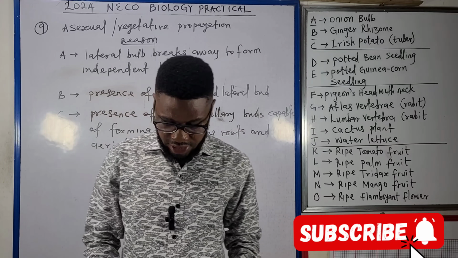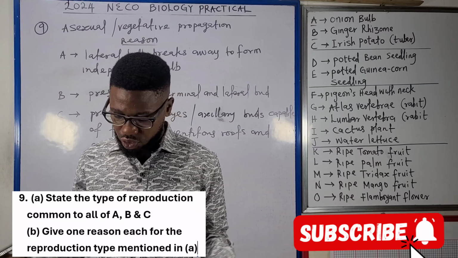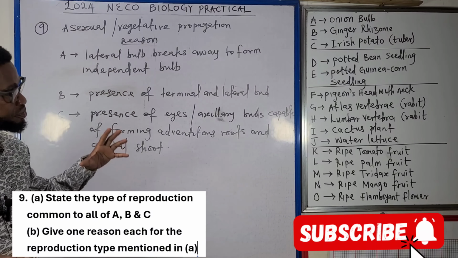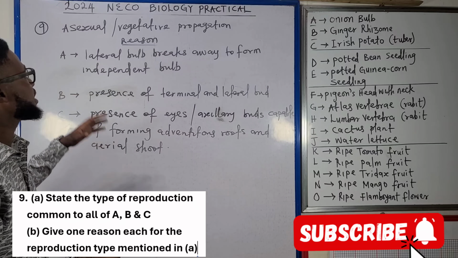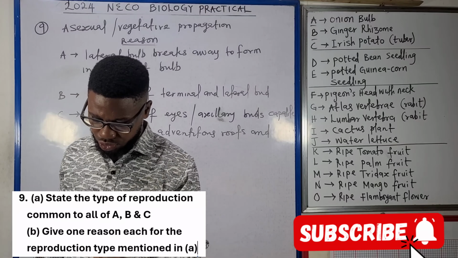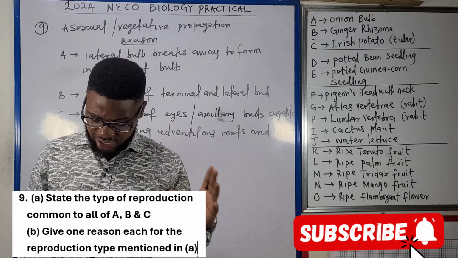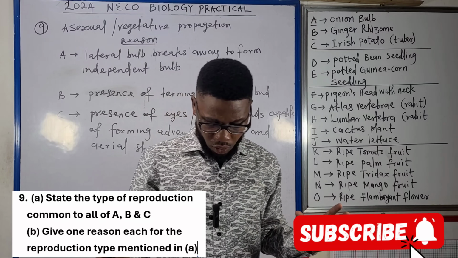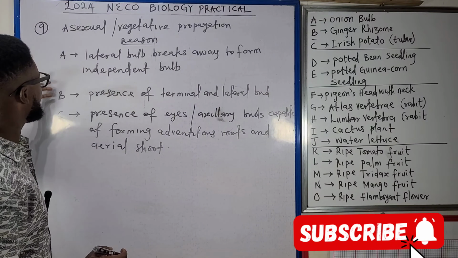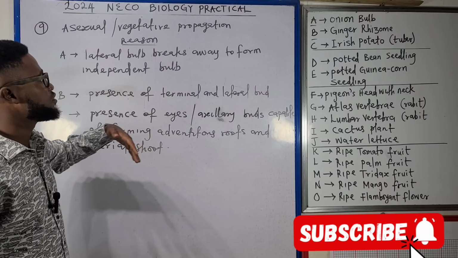Moving on to the next question. As you can see on your screen, we were told to state the type of reproduction common to all of specimen A, B, and C. Well, the type of reproduction common to them is asexual, or what we call vegetative propagation. And in that question, we were told to give one reason for each, one reason for thinking A, B, and C can reproduce asexually or via vegetative propagation.